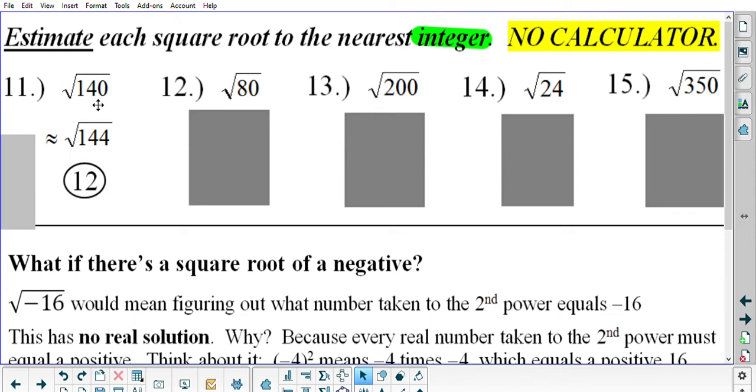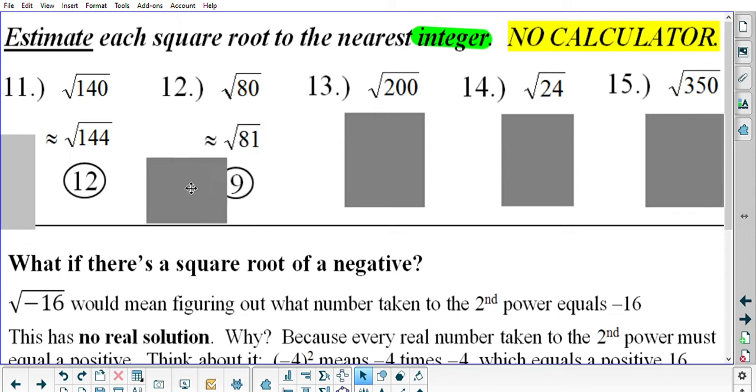If you instead feel like you're good to go and do 12 through 15 on your own, then fine, do 12 through 15 on your own. But I'm going to quickly talk about number 12. What perfect square is closest to 80 from our list? It is 81. And the square root of 81 would give you 9. Therefore, 9 is the best integer estimate for the square root of 80.